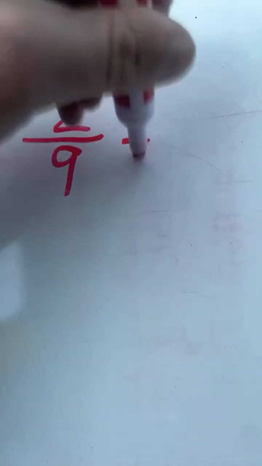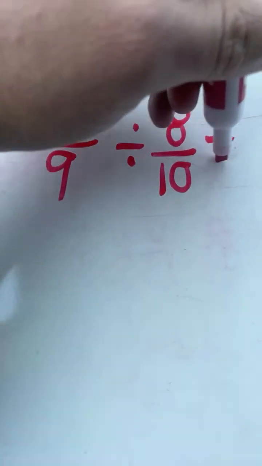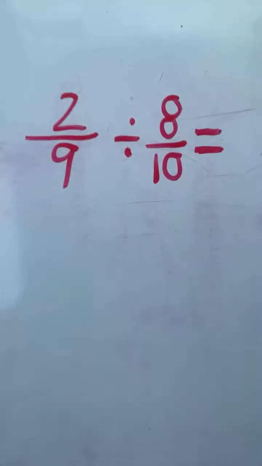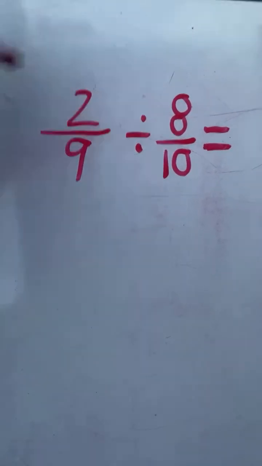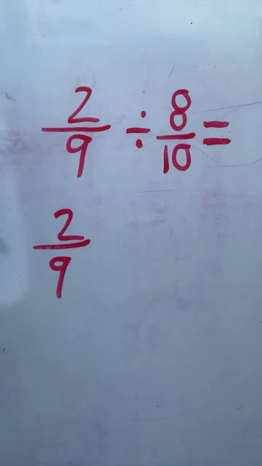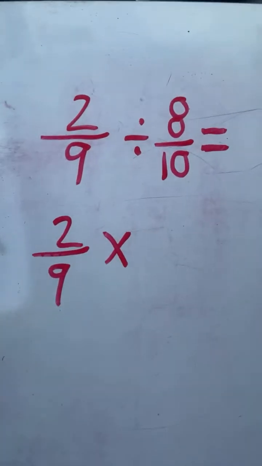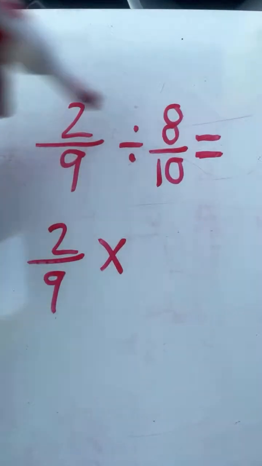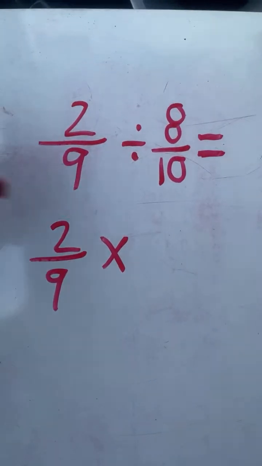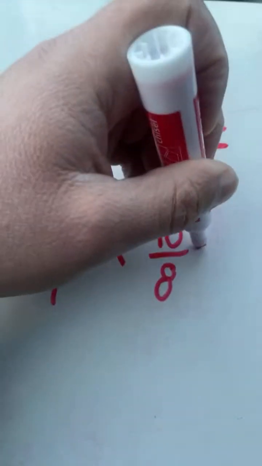2/9 divided by 8/10. Step one, keep the first fraction the same. Step two, we change the division sign to a multiplication sign. Step three, we flip the second number. So our denominator becomes our numerator, and our numerator becomes our denominator.